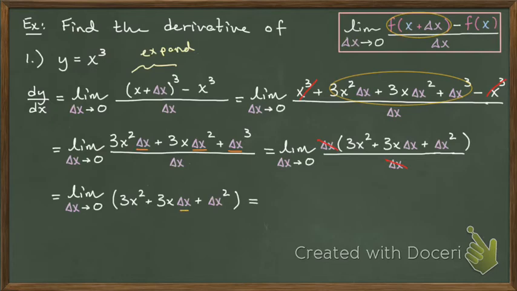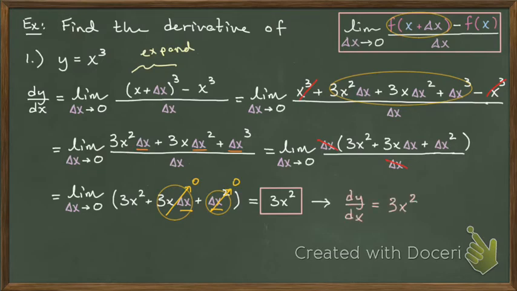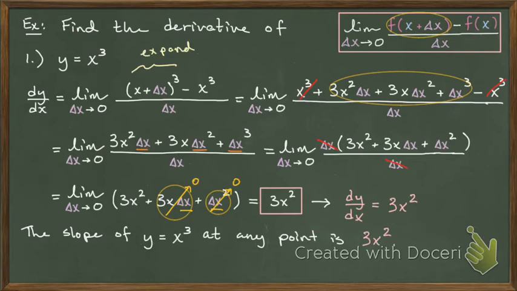Both of the middle two terms are going to 0, and all I'm left with is 3x squared. So we say 3x squared is the derivative, dy dx, of my function. That's the slope of the tangent line. The slope of y equals x cubed at any point is 3x squared.